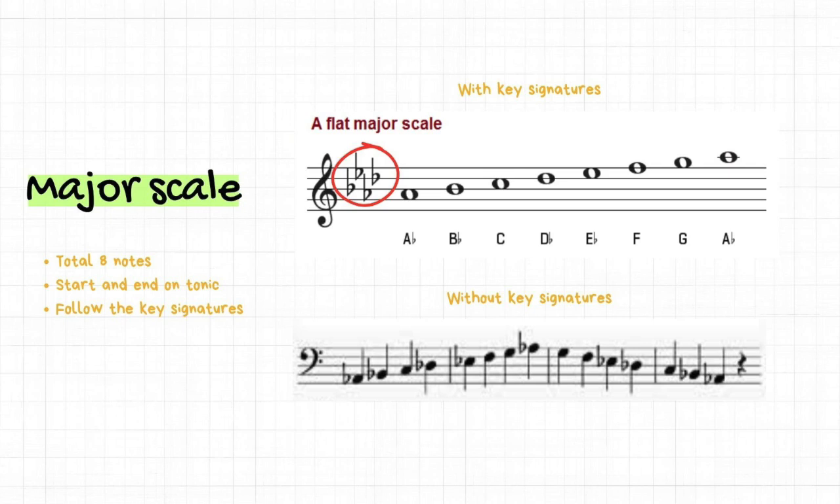A scale has a total of 8 notes, and it should start and end on the tonic, which is the first note of the scale. We should follow the key signatures. We can write the scale with or without key signatures. The first example with key signature is written beside the clef, and without key signatures, we write all the accidentals next to the note.